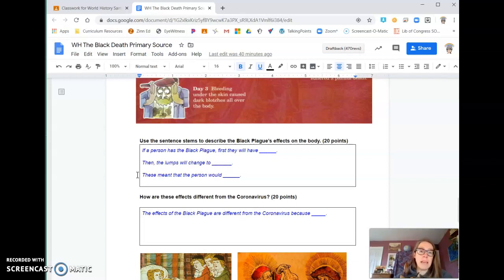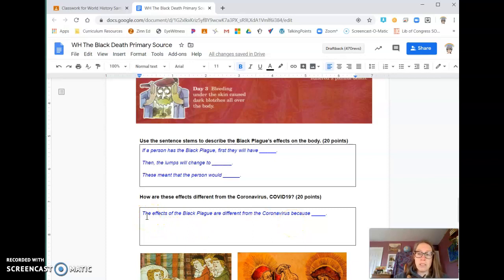All right, now we're going to make a connection to present day because we're learning from home because of a disease called COVID-19, the coronavirus. Apparently there are lots of coronaviruses, but COVID-19 is the one that's causing us so much stress right now. So how are the effects of the Black Plague different from the coronavirus, COVID-19?